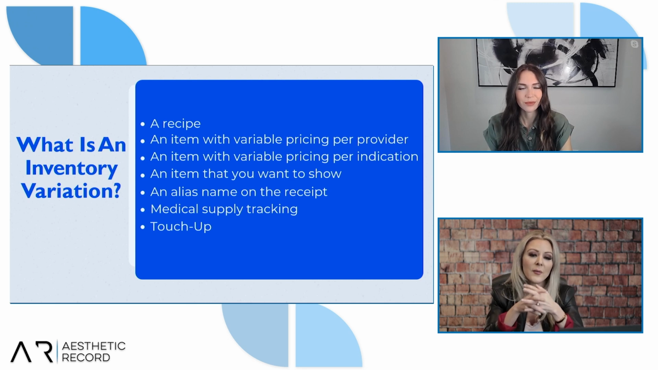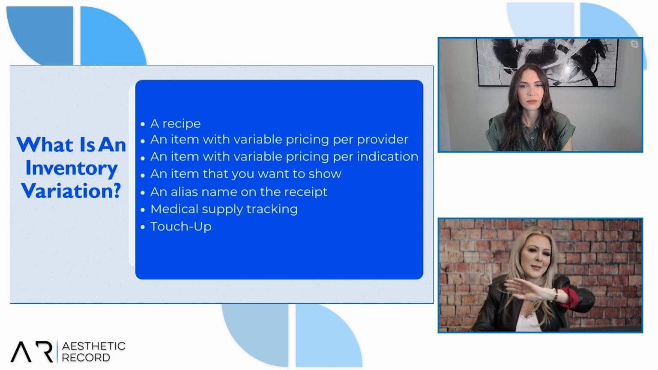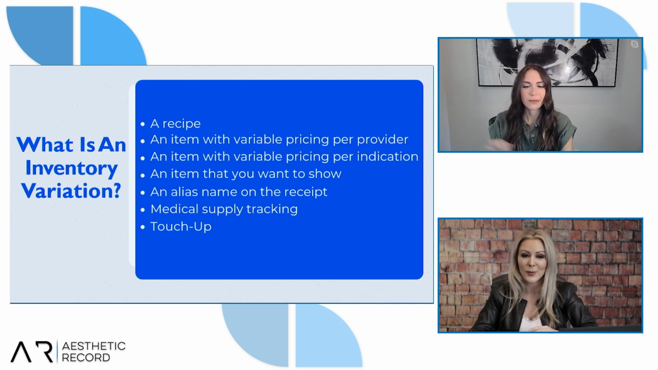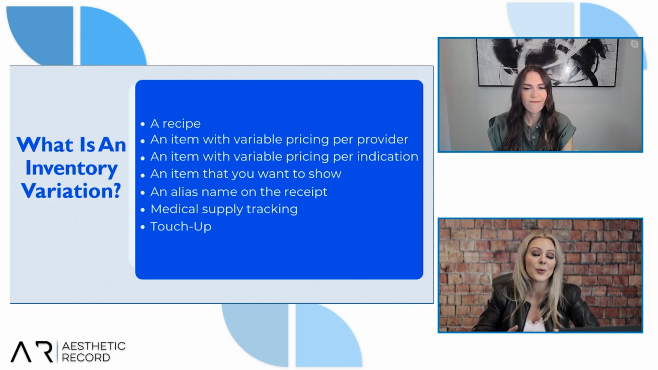It's also a variable price per provider. This is very common in our industry, as you all know. We see this every day. Back to the what-is-inventory discussion, we'll have people put in on our inventory uploader Dr. Jones Botox and then Sarah's Botox, and then we'll have $14 and $12. Well, those aren't really inventory items. Those are price variations. And so an inventory variation accounts for pricing changes.